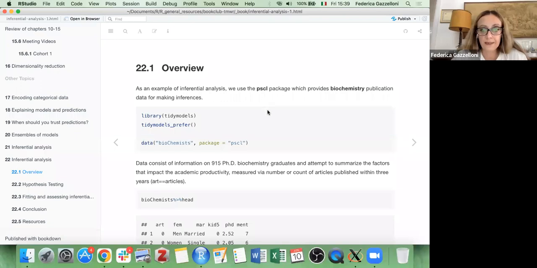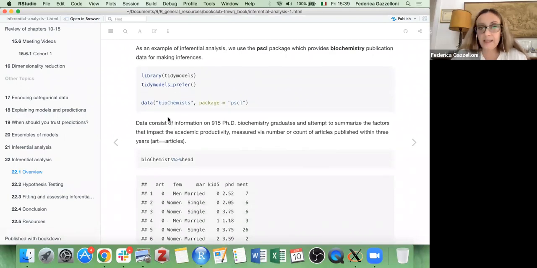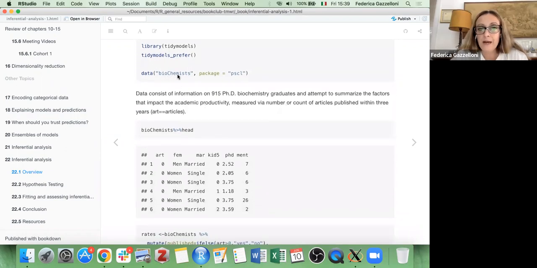So what's happened here? Obviously we load tidymodels, we set the preferences because there can be some conflicts, and then we load the data to use in this analysis. This biochemists data is quite interesting because it is composed of 915 observations, which are students, or better, graduates from PhDs. In this data, they mention the number of articles being published within the 3 years of the PhD course.